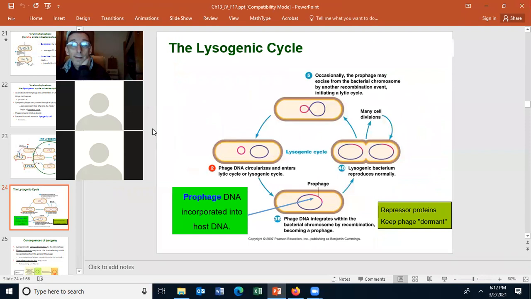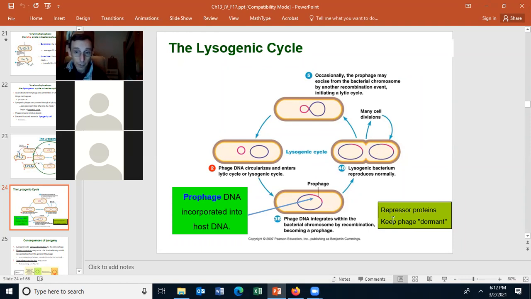Let's talk about the lysogenic life cycle in a little more detail. When the lysogenic virus genome integrates into the host chromosome, it transcribes a repressor protein, and the function of this repressor protein is to keep the lytic life cycle genes dormant. And as long as the repressor protein is active, the lysogenic life cycle will continue.